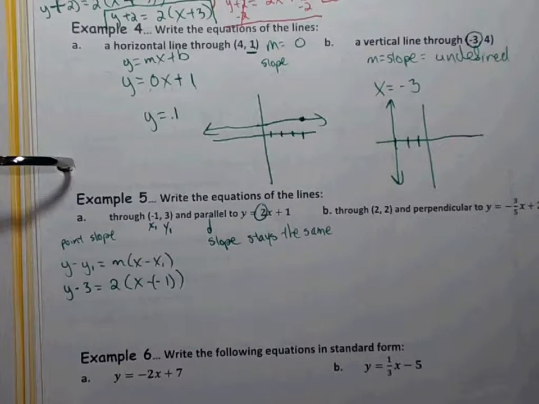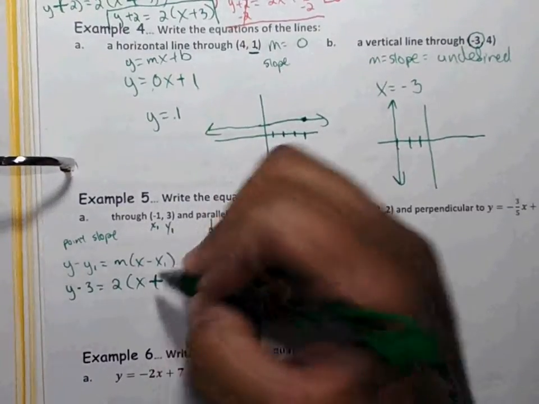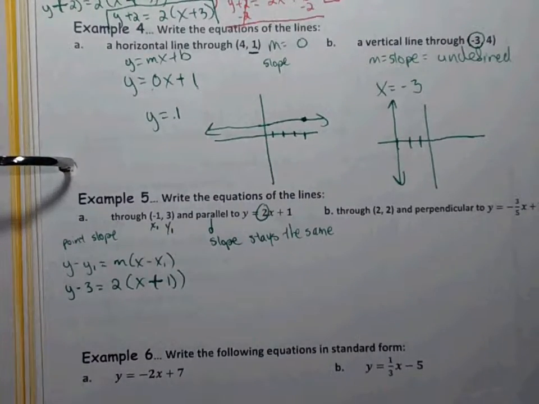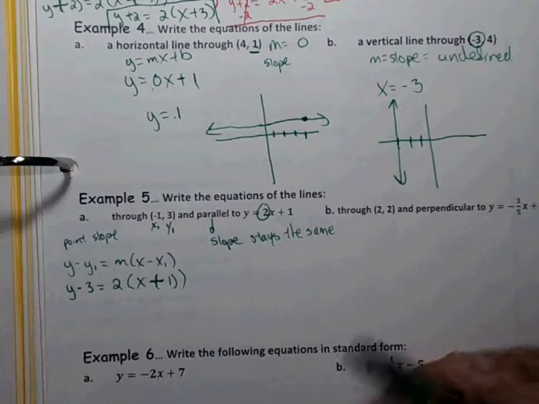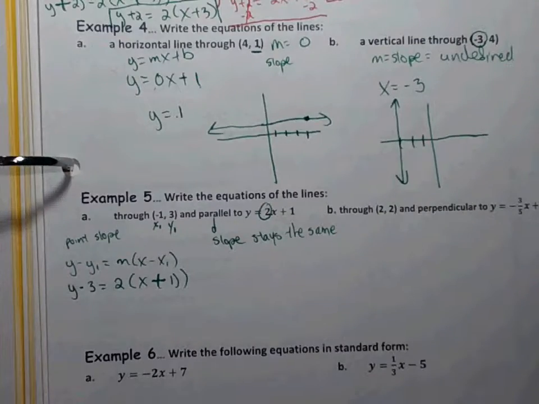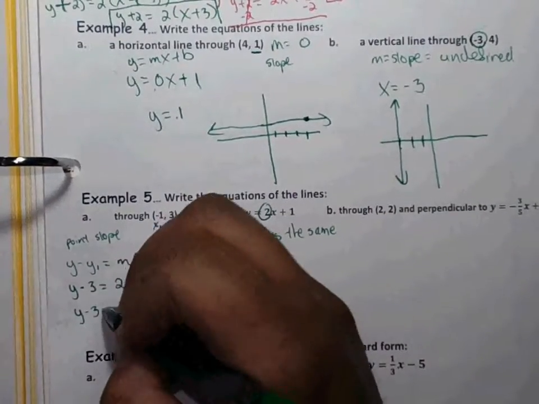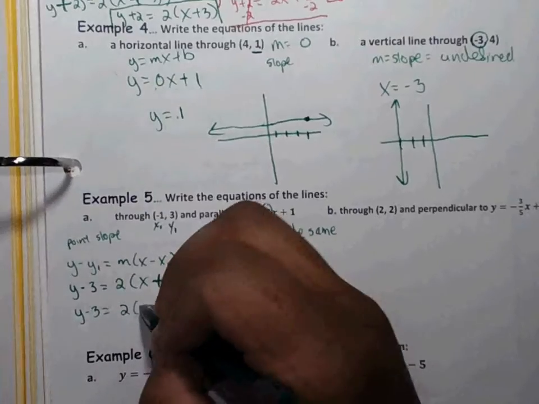Everybody, what happens to my minus a negative? Turns it to a positive. I like your enthusiasm, Jamar. 10 points for Group D. And did I give you points for Group B for that last one? Nope. 10 more points for Group B. So my answer will be y minus 3 equals 2 times x plus 1.